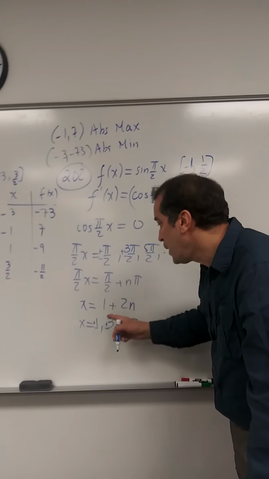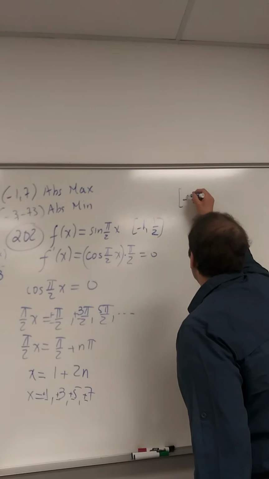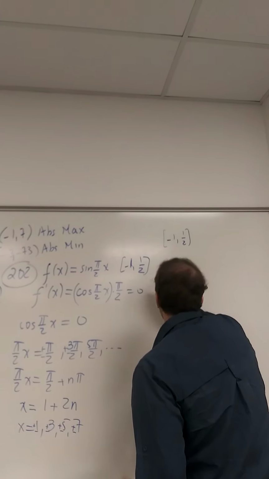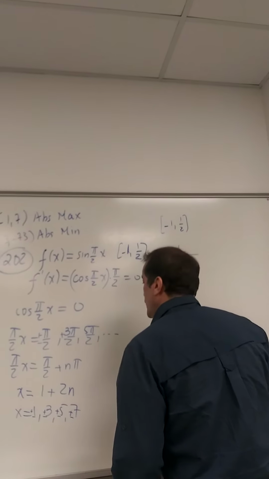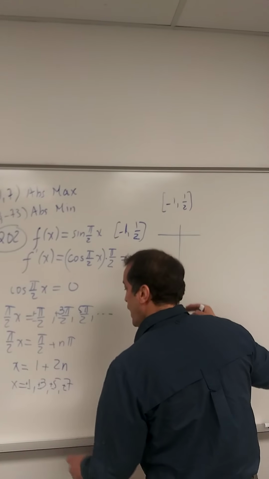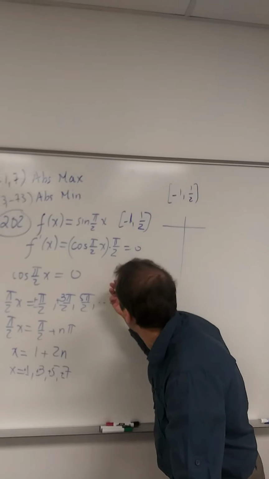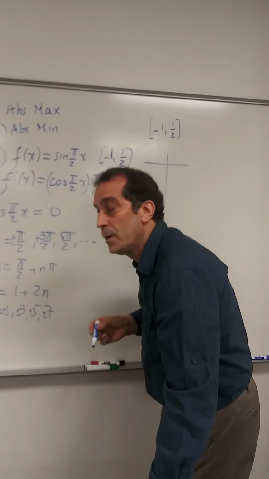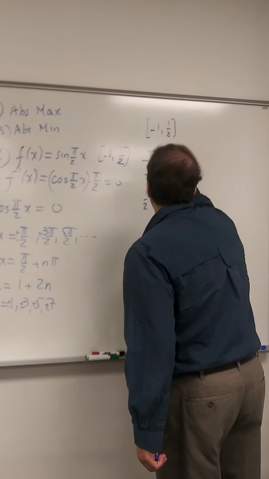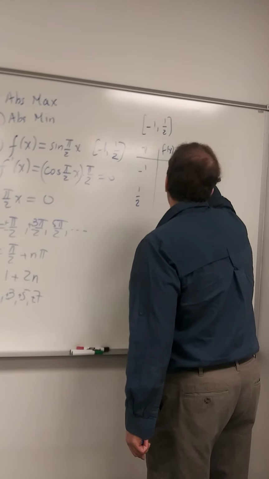x equals minus 1 is in the interval. The interval is minus 1 to a half. That's given. So what we're going to do is calculate this at x equals each of the endpoints, which is minus 1 and a half, and then each of these solutions. The only one of these solutions that's in the interval is negative 1, and it's also an endpoint. So we have negative 1 and a half. Okay, x, f of x. f of x equals sine of pi over 2 times x.